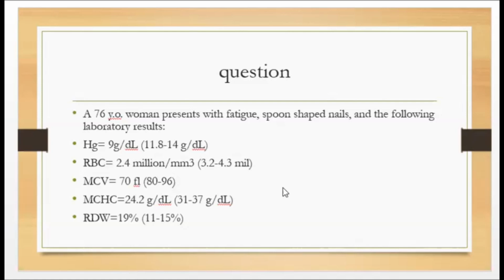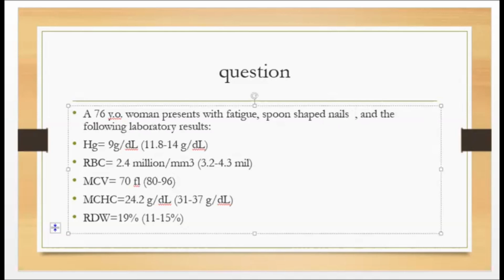We call this spoon-shaped nail. What do we call that? Because that is another thing you have to know. Another name for spoon-shaped nail is koilonychia, okay? In case you see koilonychia, that is your spoon-shaped nail.